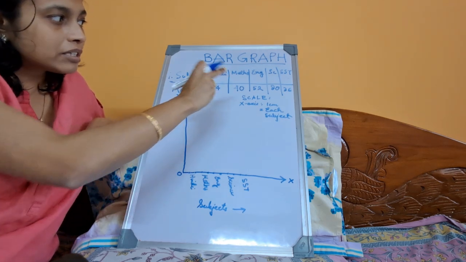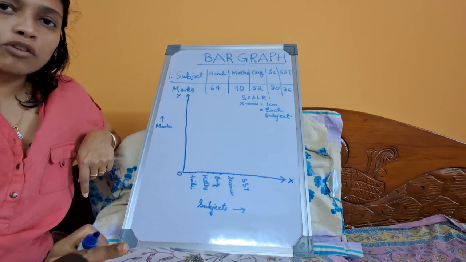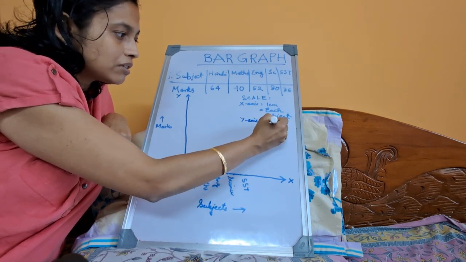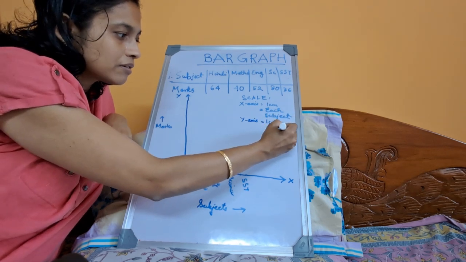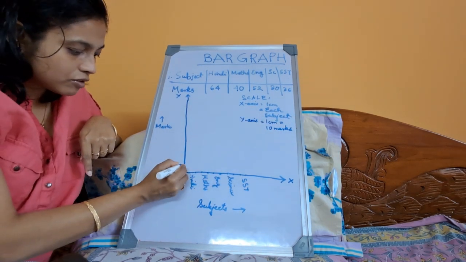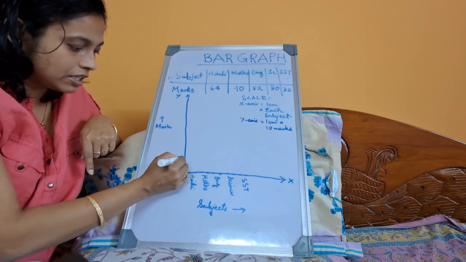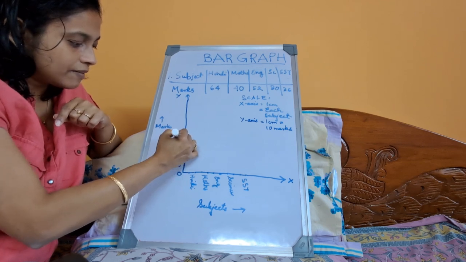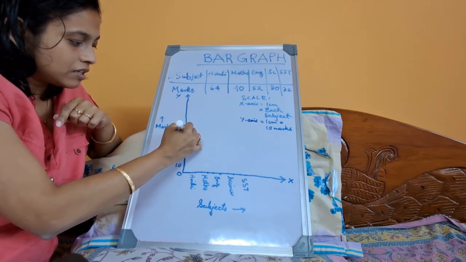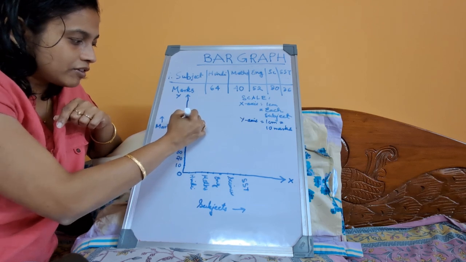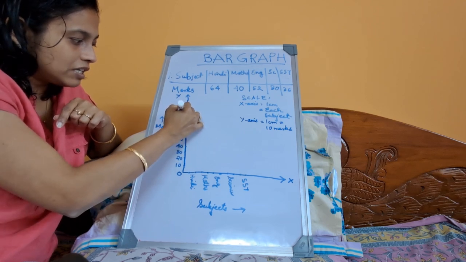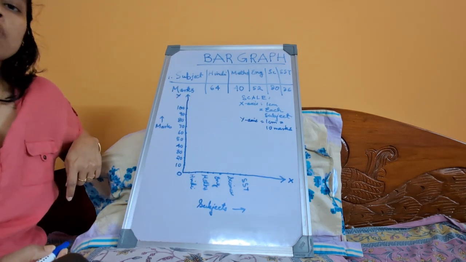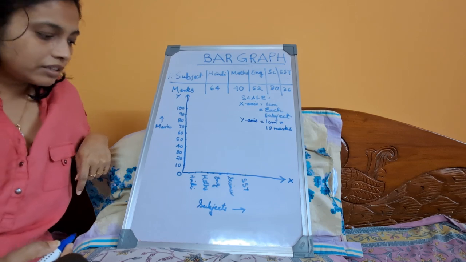So look at the marks. There it is, maximum marks is 80. So what we will do is we will take 1 centimeter equal to 10 marks. So 10, 20, so every 1 centimeter represents 10 marks. Then 40, 50, 60, 70, 80, 90, 100.